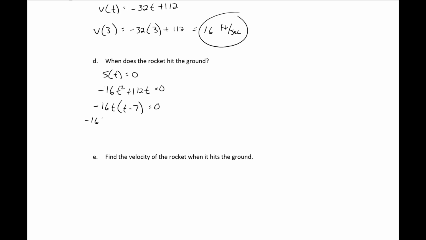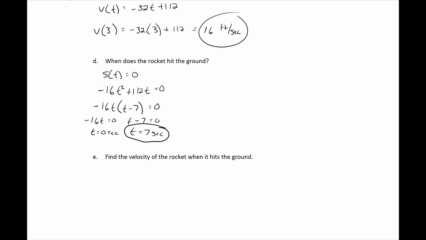Then negative 16t equals 0 gives us t equals 0. We already knew that when t is 0, it's on the ground, because it started on the ground, so we really don't care about that one. But t minus 7 equals 0 gives us 7 seconds. So the rocket hits the ground at 7 seconds.